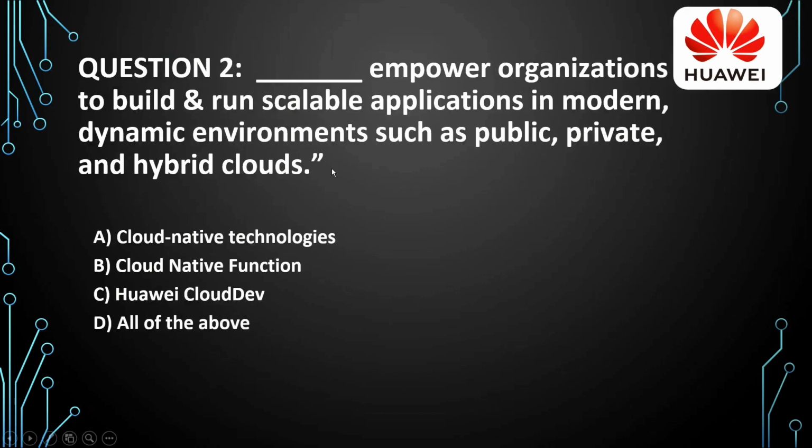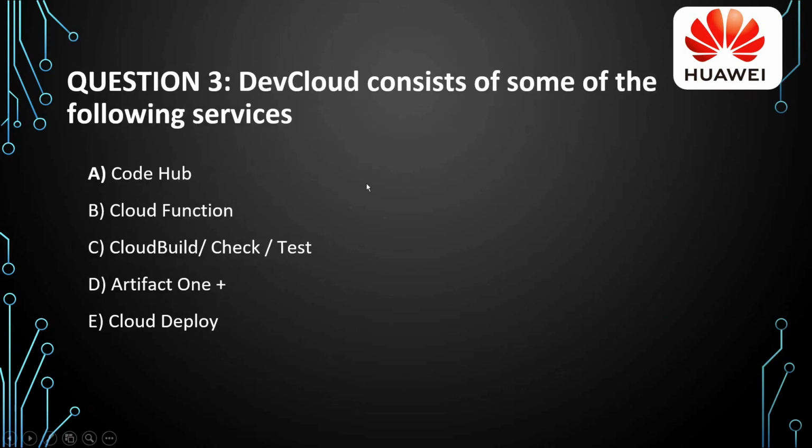The second question is: blank dash empowers organizations to build and run scalable applications in modern dynamic environments such as public, private, and hybrid clouds. Be it cloud native technology, be it cloud native function, the Huawei Cloud, or all the above. The third question is a multiple answers question. DevOps Cloud considers some of the following services, some, not all. So you may pick 1, 2, 3, 4, 5, or even all of them: CodeHub, Cloud Function, CloudBuild, CheckTest, Artifact, or Cloud Deploy. You can pick whatever you feel easy with.